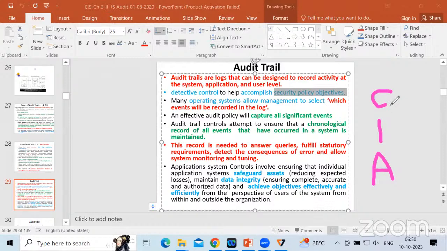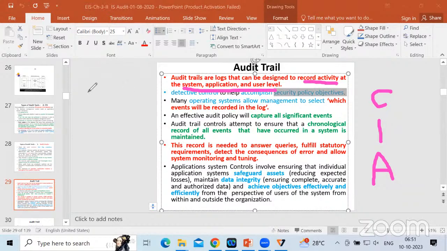We already seen that, but confidentiality means no one other than the authorized person can see. Integrity means no one other than the authorized person can modify. Availability means it is available to authorized person 24/7. That is CIA. It has to be ensured. Okay. Now, audit trails are logs that can be designed to record activity at the system, application, and user level. Please understand these words. You'll be able to easily understand this.